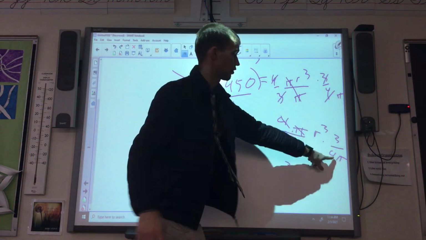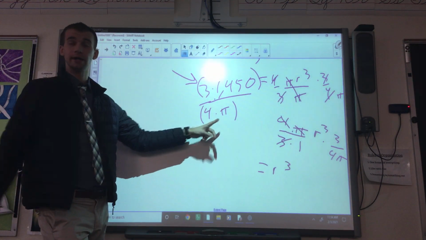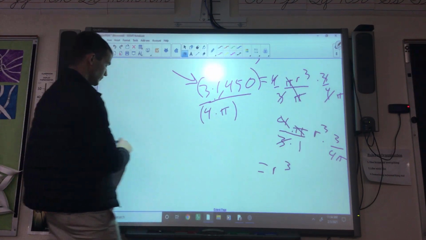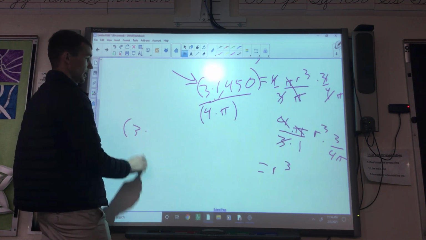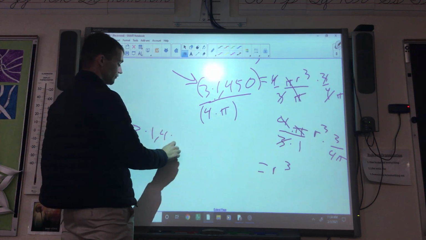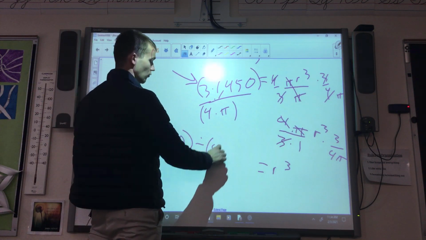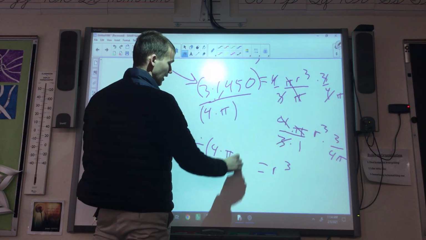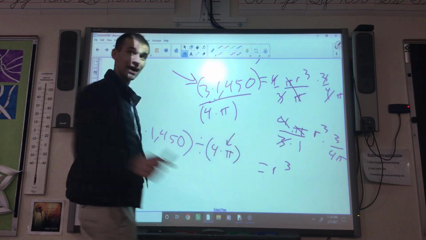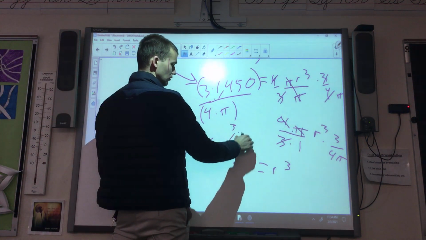So here, 3 over 4 pi, and then putting in your calculator, you have to say parentheses 3 times 1,450, end parentheses, divided by parentheses 4 times pi, and instead of the actual pi symbol, you put in 3.14.